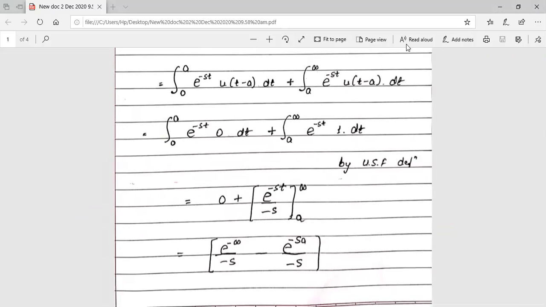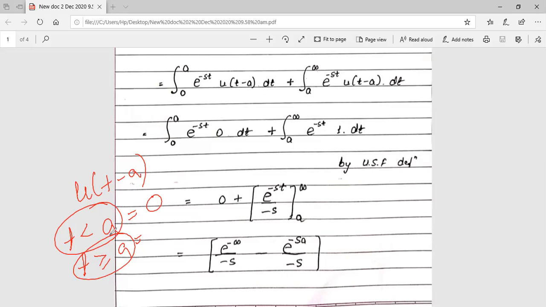Now, according to our unit step function formula, we have two values. When t is less than or equal to a, we take 0, and when t is greater than or equal to a, we take 1. In this term, the limit 0 to a is there.